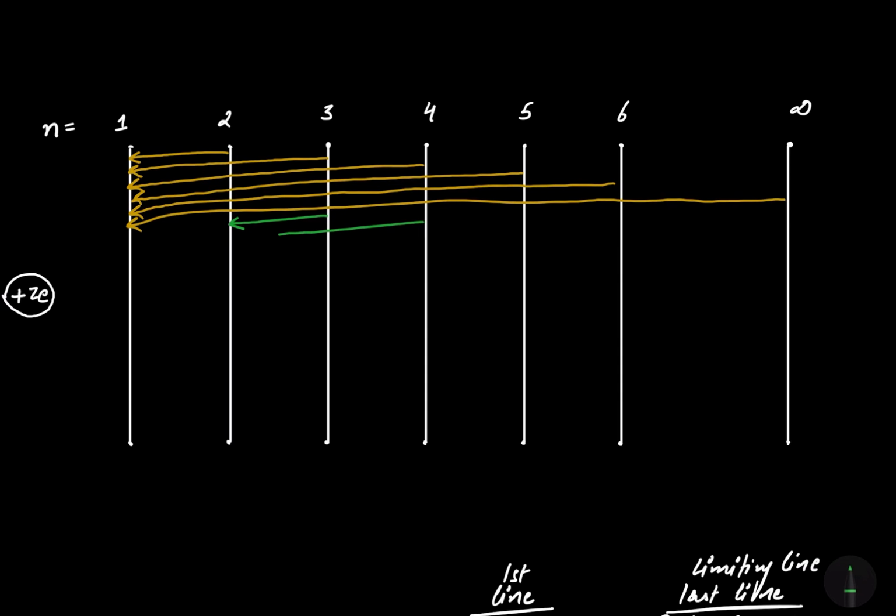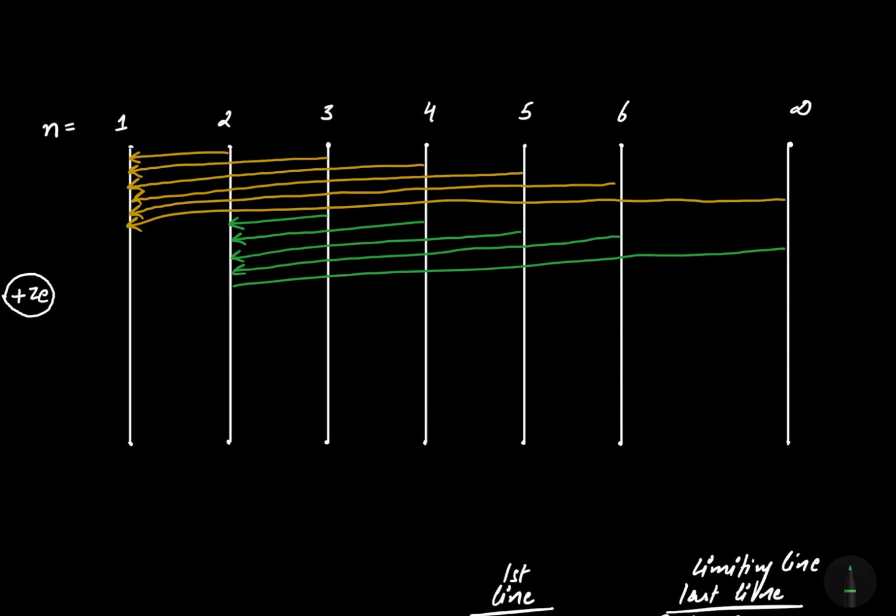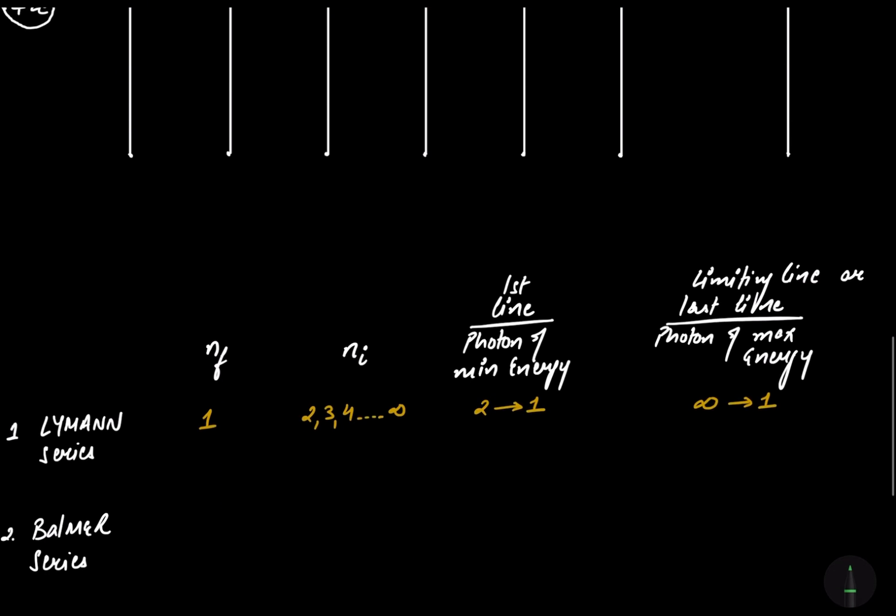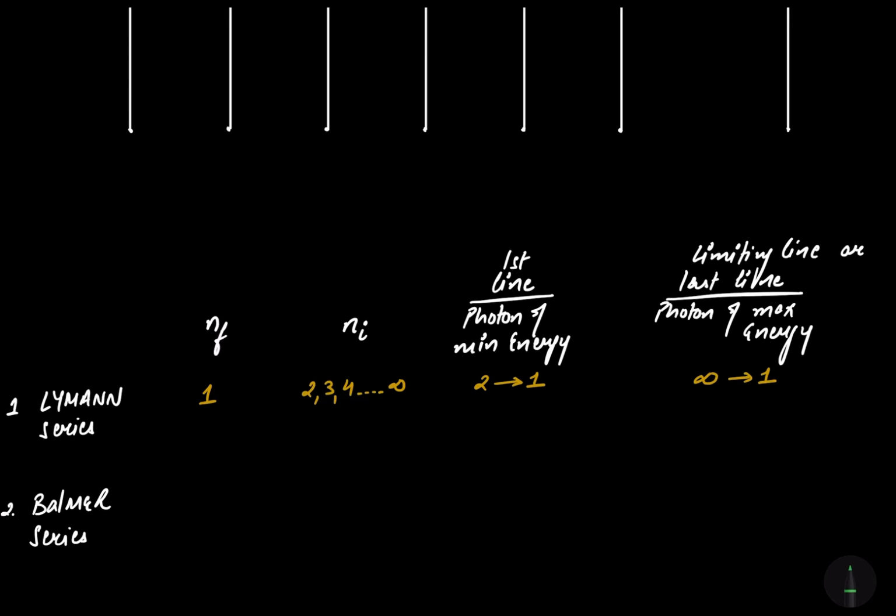This is the transition of 4 to 2. This is the transition of 5 to 2. This is the transition of 6 to 2, and finally there is a transition of electron from infinity orbit to the second orbit. So the photons will be emitted. You will get the second group of lines called the Balmer series, in which the electron will finally transit to the second stationary state or the second orbit, and the initial stationary state will be 3, 4, 5 and so on up to infinity.